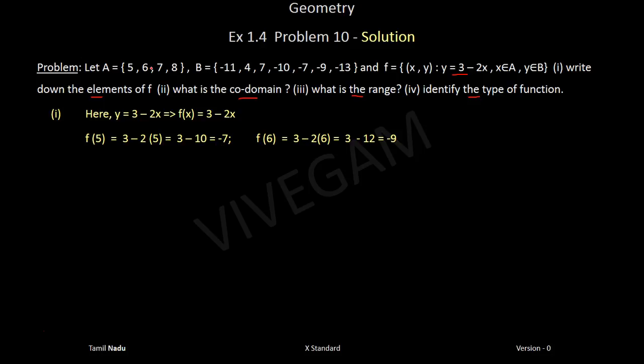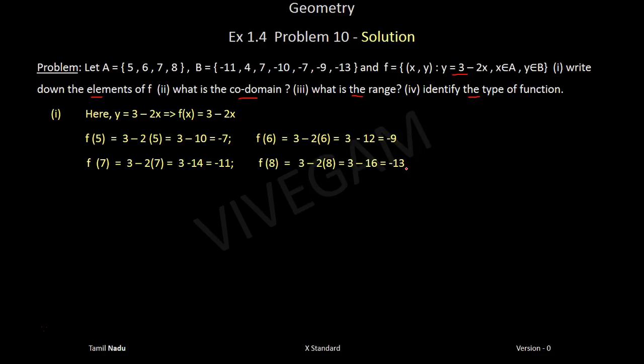For the next element 6, it is f of 6, and f of 6 is nothing but 3 minus 2x, that is 3 minus 2 into 6. So 3 minus 12, that is equal to minus 9. Next, we will have to find f of 7 and f of 8. So that is minus 11 and minus 13.